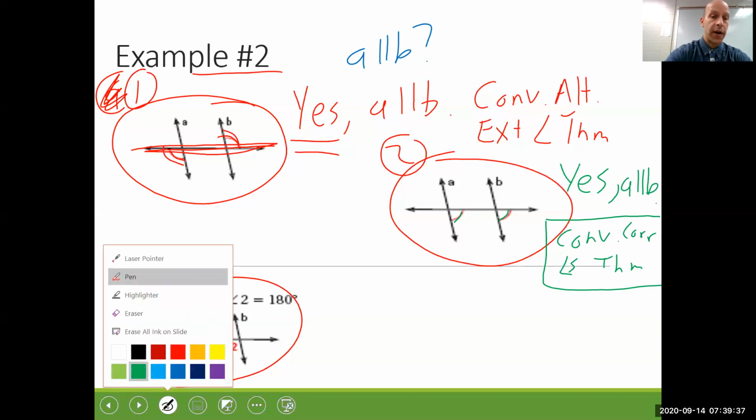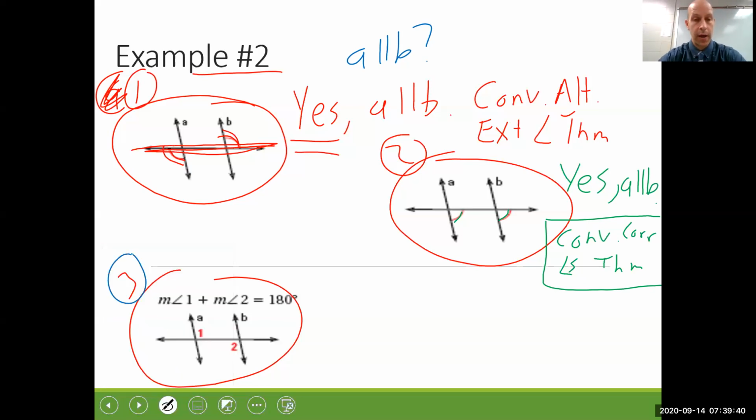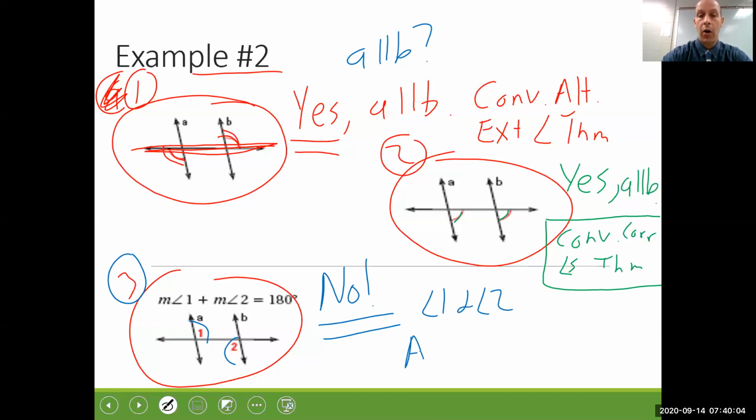And so let's look at our final example here, example 3. Here it says the measure of angle 1 plus angle 2 is equal to 180. So are lines A and B parallel? The answer here is no. They are not parallel. What kind of angles are 1 and 2? Well, angles 1 and 2 are what we call alternate interior angles.